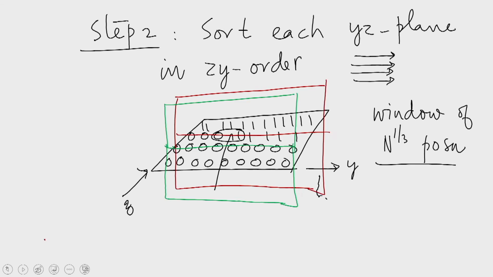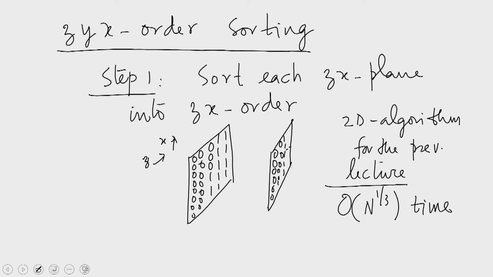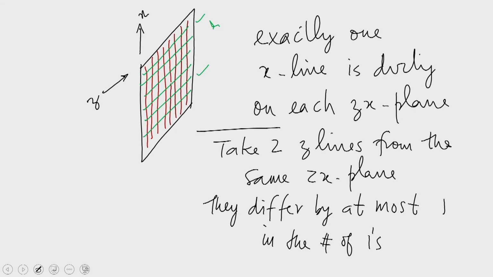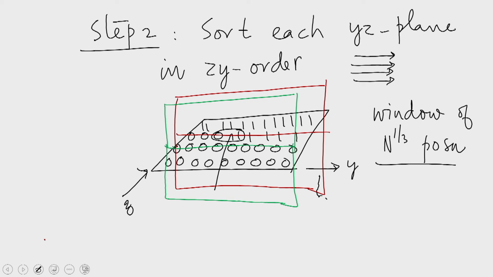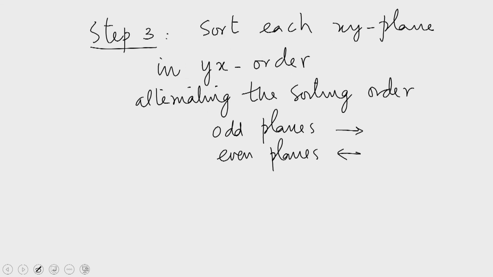So doing a quick recap, the steps of the algorithm are just these. We sort every zx plane in the zx order. This will take order of n power 1 by 3 time by the algorithm that we saw in the previous class. So after sorting every zx plane, in the second step we sort each yz plane in the zy order, which again will take order of n power 1 by 3 time using the same algorithm. And then in step 3, we sort every xy plane, but alternating the order of the odd planes and the even planes. This will again take order of n power 1 by 3 time. We are using exactly the same algorithm once again.